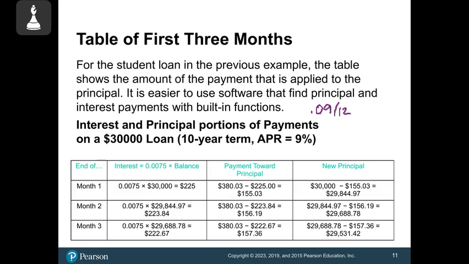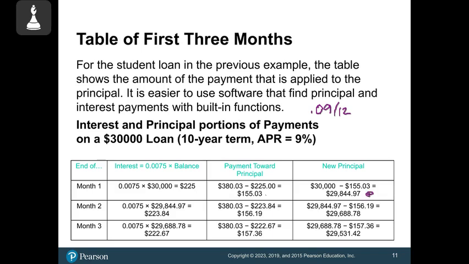$225 is towards interest. So how much goes towards principal? Well, I'm paying $380.03. Take away that $225, I pay $155.03 towards principal. So then my new principal is that initial value minus my payment towards principal. And then I get a new balance.